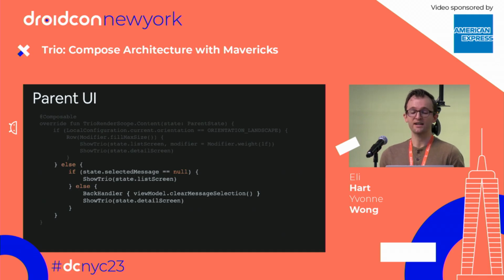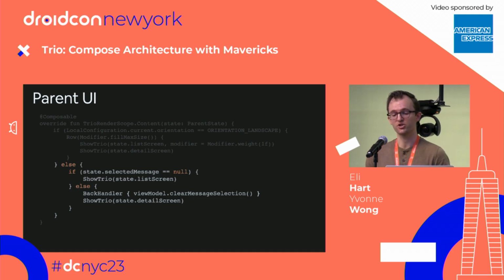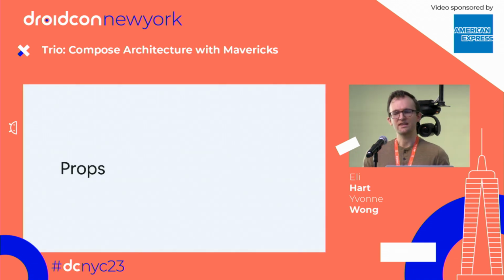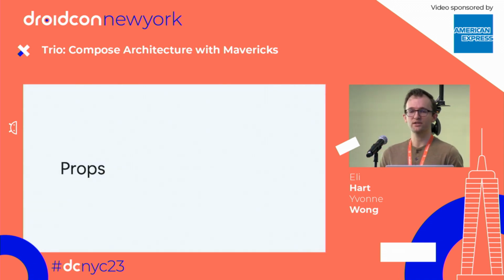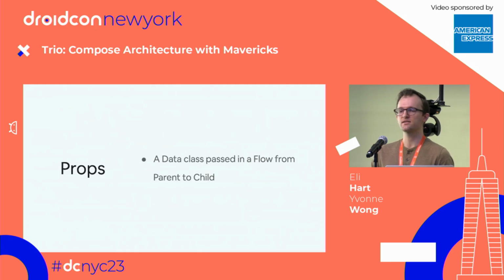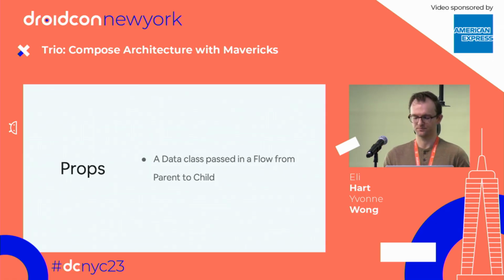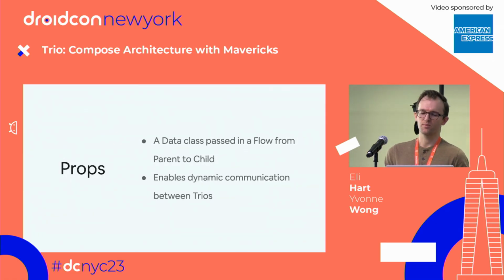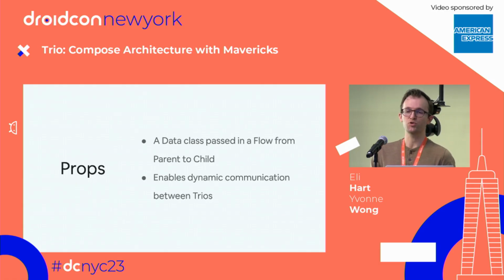Both child screens need access to the message data so they know which messages to show. But how do they get that data from their parent? The answer is props, which is an important concept that I've so far glossed over. Props are a collection of Kotlin properties held in a data class and passed to a trio by its parent. Unlike arguments, props can change over time, allowing a parent to provide updated data as needed throughout the lifetime of the trio. Props can include lambda types so that a screen can communicate back to its parent.